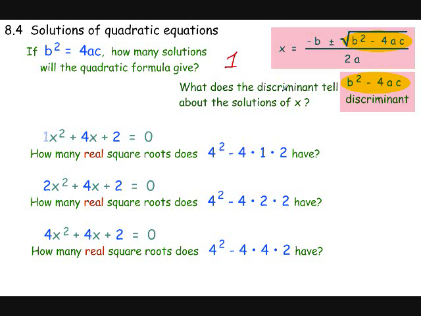What does the discriminant tell us about the solutions of x? Well, it tells us how many different solutions we're going to have. And I would say different, because even when we have one, in truth, those are redundant solutions. How many different solutions? What else does it tell us? Whether they are real or complex solutions.